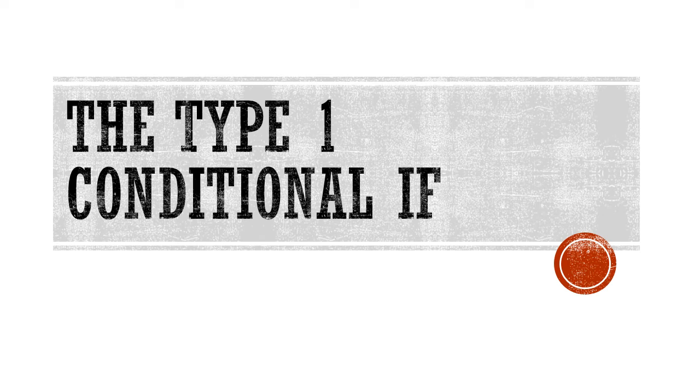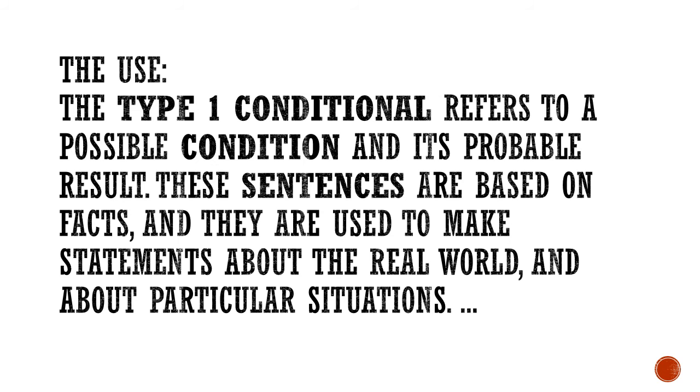Hello my dear students, today our rule is about the type 1 conditional, or the if conditional 1. Now you know that we have 4 types, or let's say 3 types, of the if conditional, which is type 0, 1, 2 and 3. Today we are going to talk about the first type, or type 1.